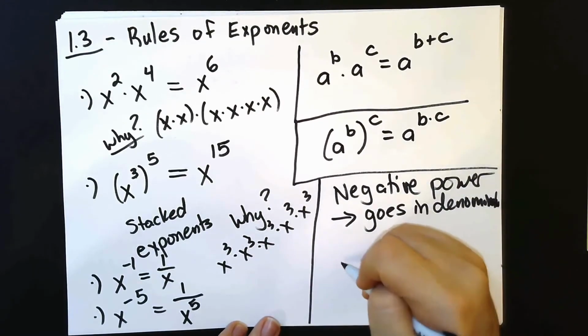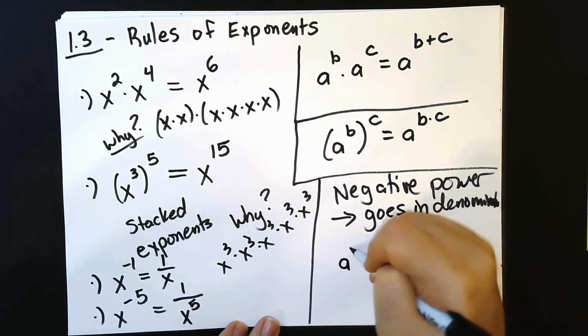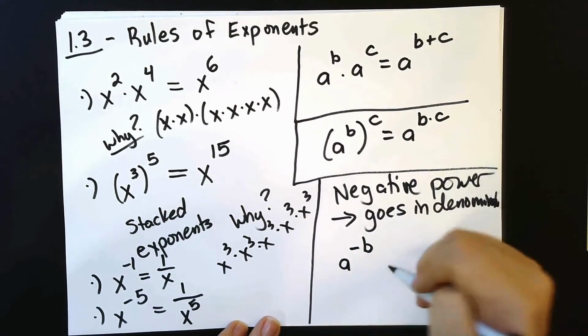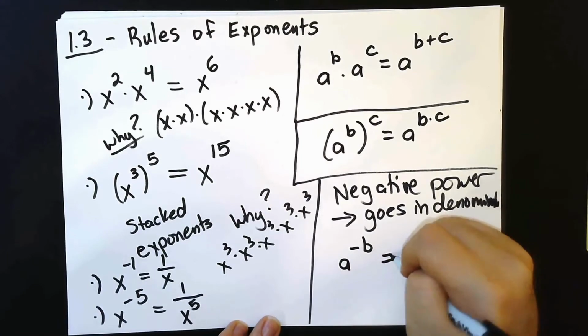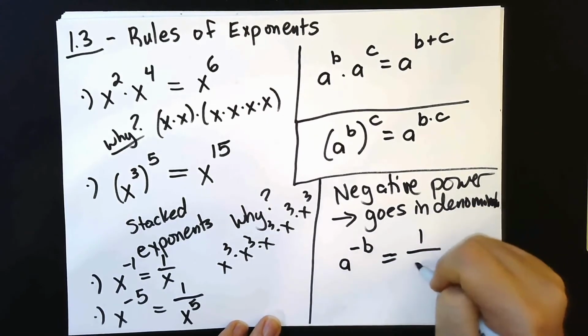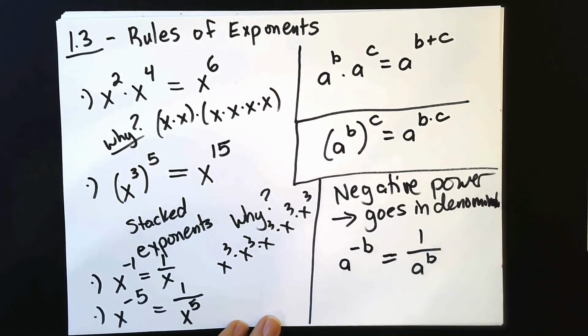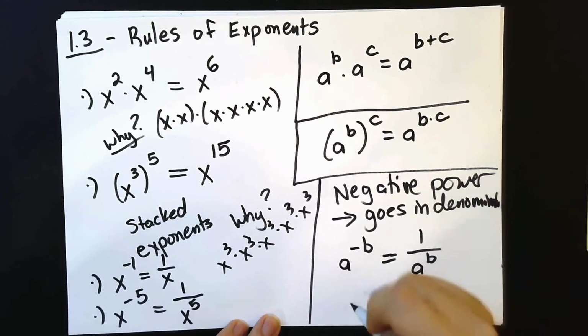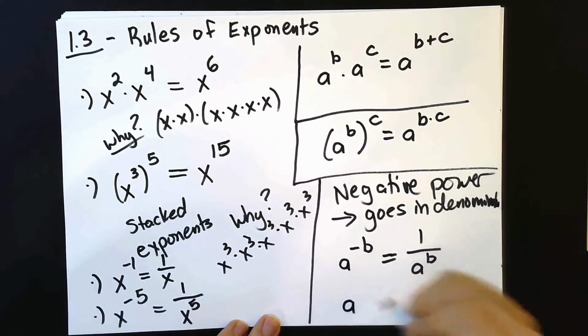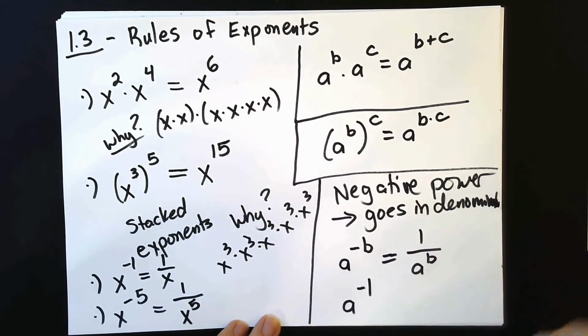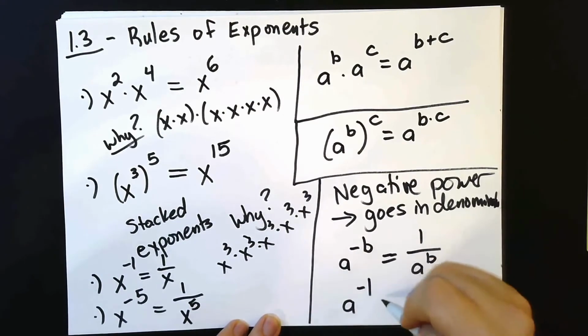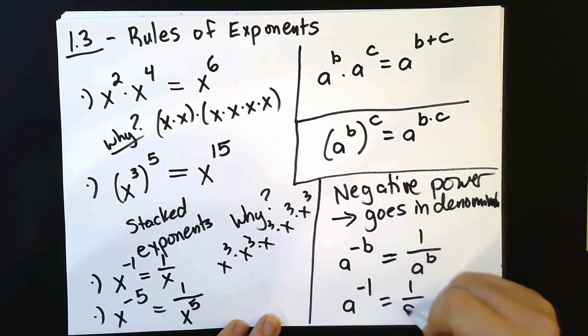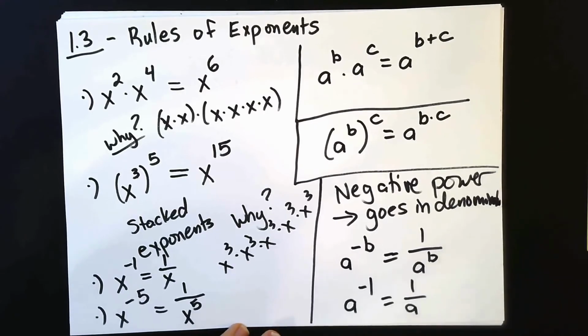And so the rule here is that if I have an a to the negative b power, that's always going to give you 1 divided by a to the b power. And as a special case of this, as we talked about in the last video on fractions, anytime you see an a to the minus 1 power, that's a 1 over a.